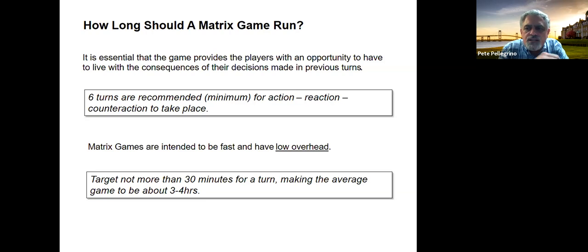These are meant to be fast play, so this isn't a three-day evolution. Typically these run a couple, like four hours, and it shouldn't take much more than 30 minutes a turn, right? So one of the roles of being a facilitator of a matrix game is to keep your eye on the clock and not let players get bogged down in lengthy arguments that slow the turn cycle.